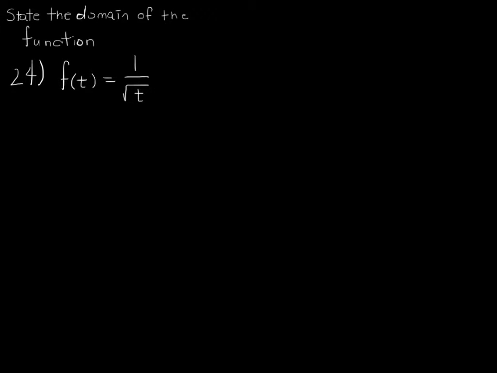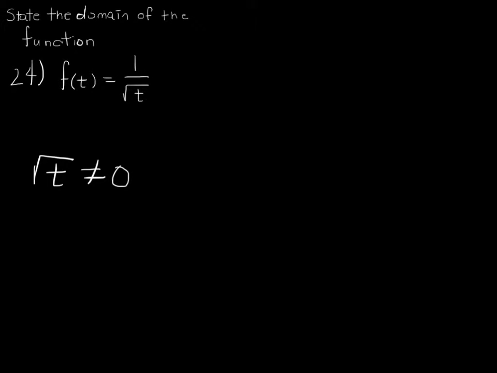In problem 24, we want to state the domain of the function f of t equals 1 over square root of t. In this function, we have two potential problems. Since it's a fraction, we want to make sure square root of t does not equal 0. But also, since we have a square root, we have to make sure the inside value of the square root does not equal a negative number.